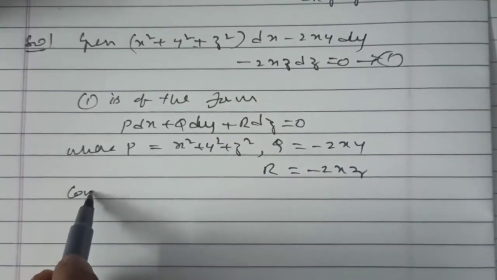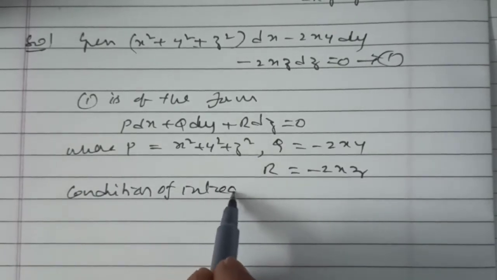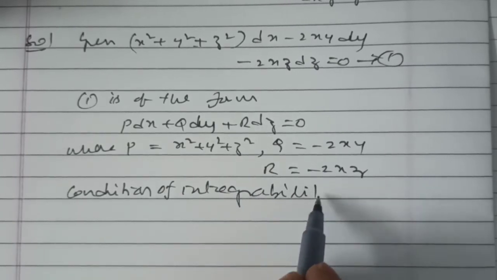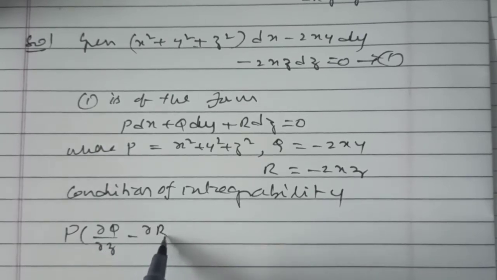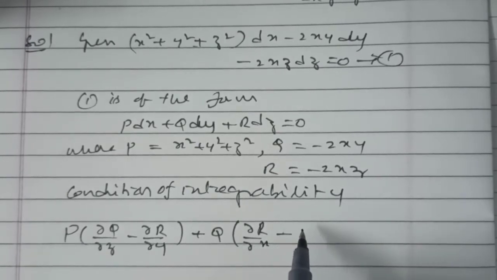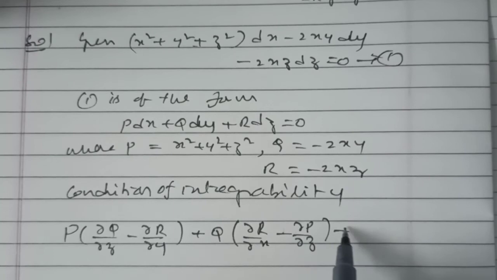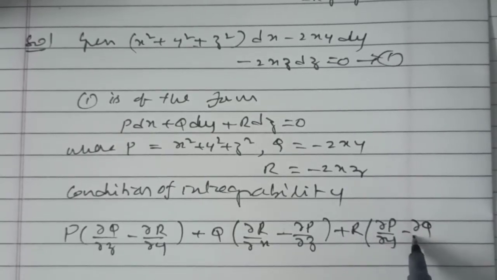Next, condition of integrability. Condition of integrability: p into dou q by dou z minus dou r by dou y, plus q into dou r by dou x minus dou p by dou z, plus r into dou p by dou y minus dou q by dou x is equal to 0.